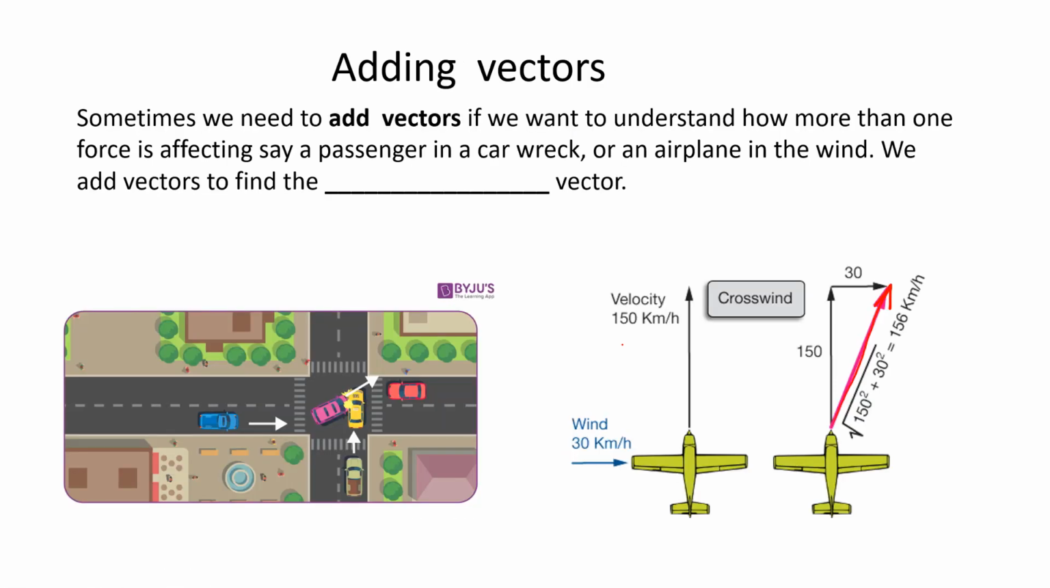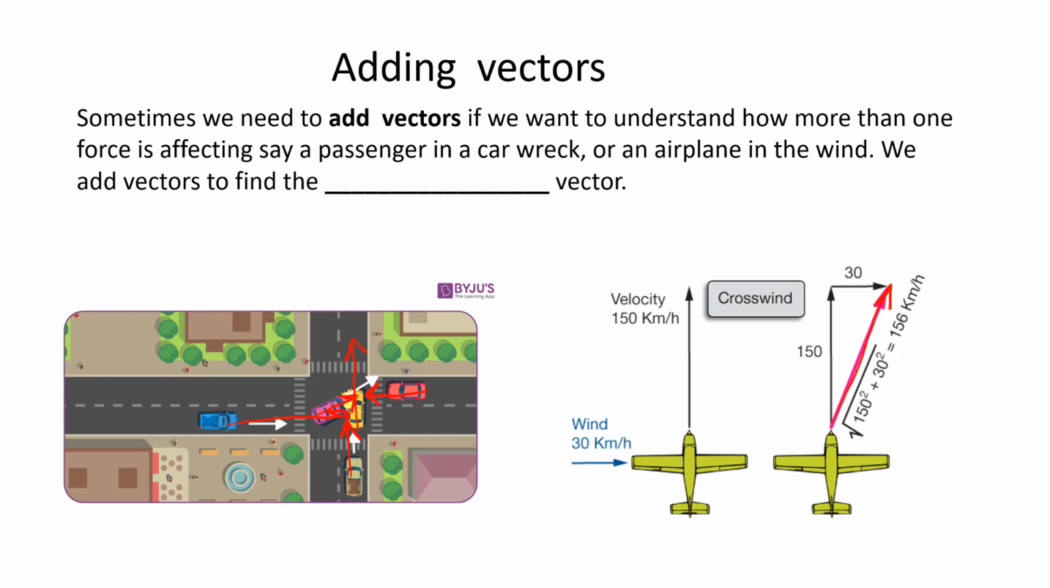So, adding vectors. Sometimes we want to add vectors if we want to understand how more than one force is affecting, say, a passenger in a car wreck. Okay, so you've got this car wreck here. You've got this person in the yellow car going straight ahead. All of a sudden, this pink car comes out of nowhere at this angle, going a certain speed. And this red car is going at a certain speed at that angle. And the car behind is coming at a certain speed at that angle. And this guy's going to come hit at this angle. So all these forces are acting on that yellow car.